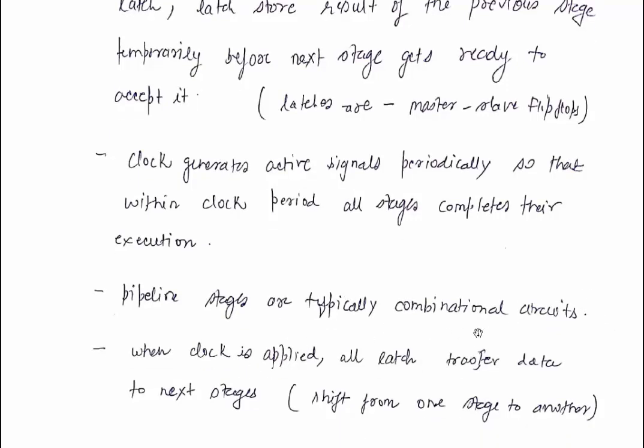Combinational circuits you have already studied in your digital logic course. Combinational circuits are basically adders, subtractors, multipliers and dividers. When the clock is applied, all latches transfer data to the next stage, from the first stage to the last stage. That is why this clock is there. When the clock becomes active, all latches transfer data to the next stage.